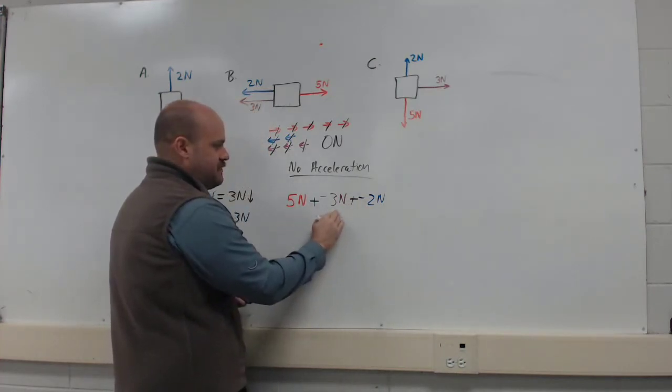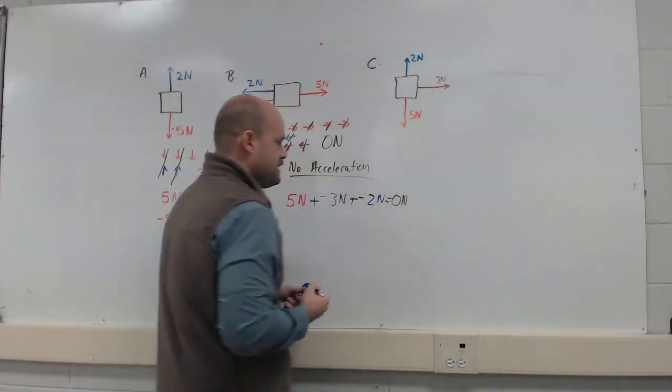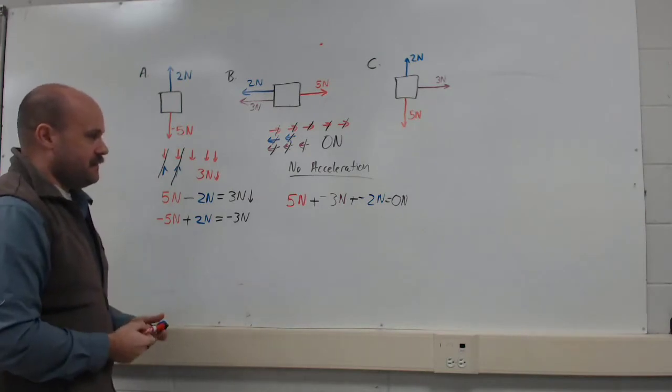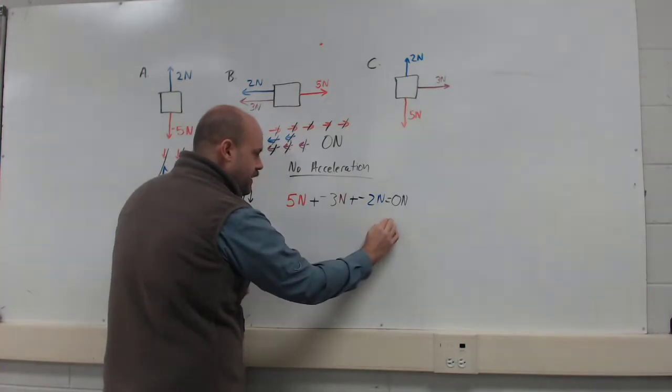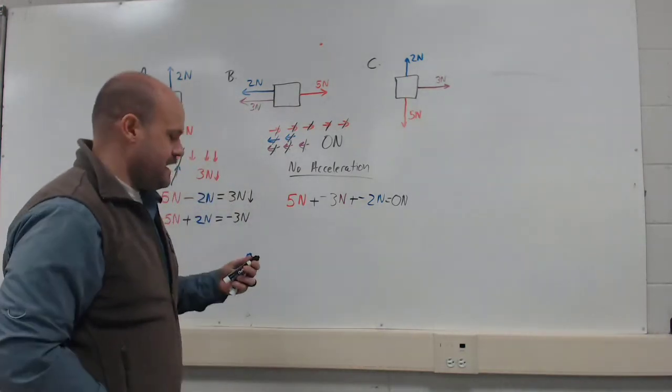So 5 plus negative 3 is 2. 2 plus negative 2 is 0. And that gives us those 0 newtons of net force, which has no direction. So it's not going to be accelerated. So we can see that we can add multiple forces together as long as they are parallel. And then we'll decide that they're opposites, just like positive and negatives are opposites.